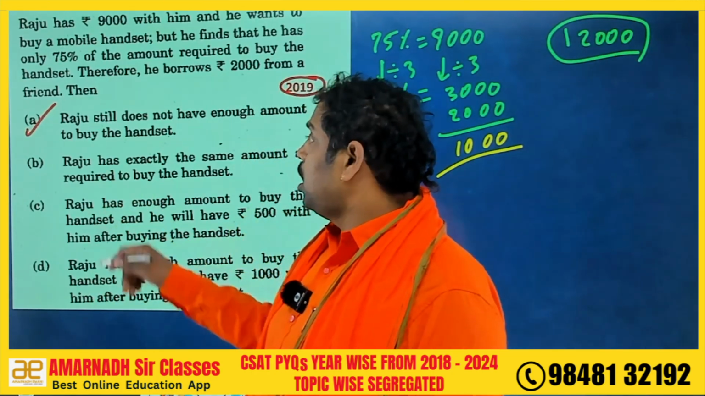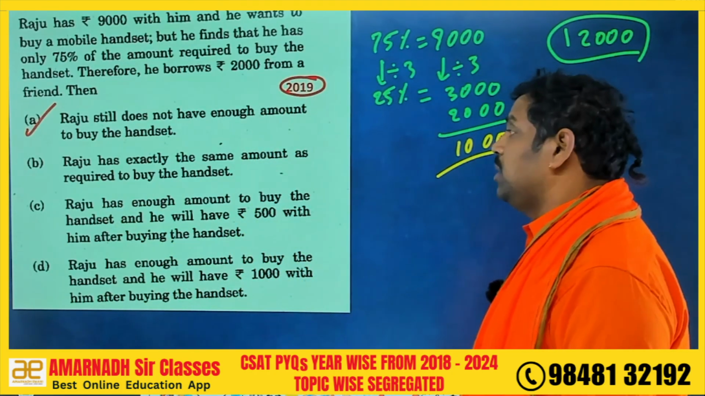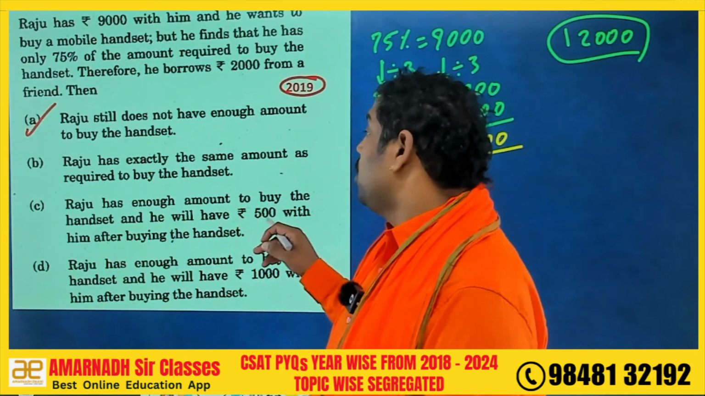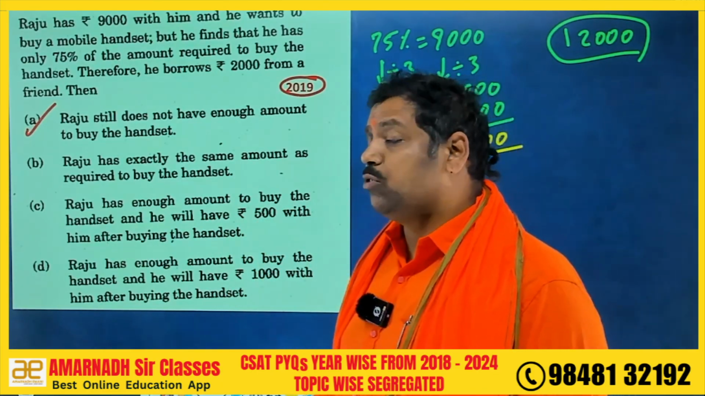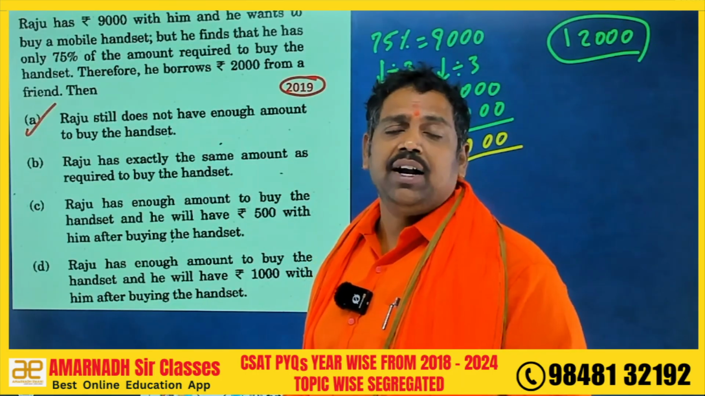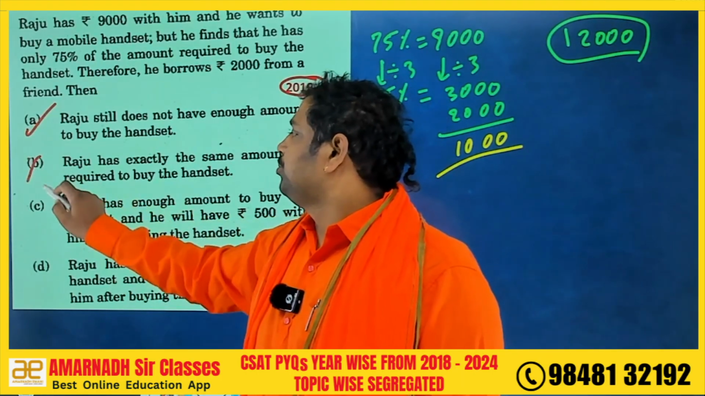Okay. Second option, Raju has exactly the same amount as required to buy the handset. No. Raju has enough amount to buy the handset and he will have 500 rupees with him after buying the handset. Oh my God. He doesn't have sufficient money, but he is saying that after buying he has 500 rupees. Means that's a wrong one.